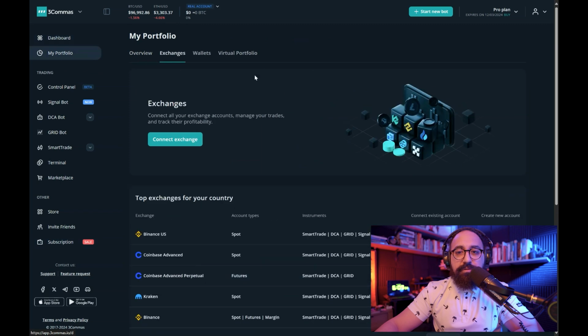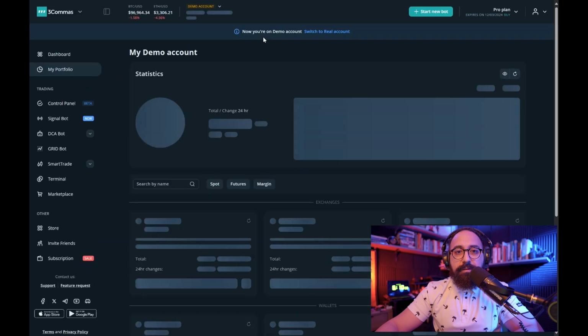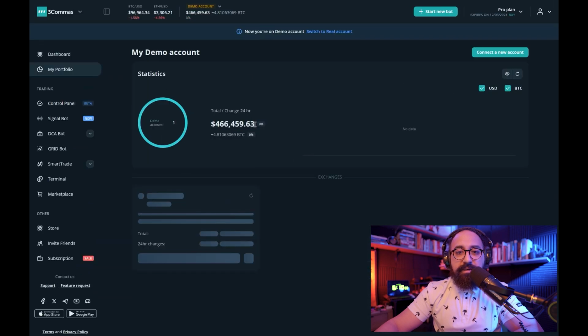So let's go to a demo account and see what they give us. Okay, so they're giving us 466,000, basically paper money to trade. So BNB, Ethereum, Bitcoin, USDT.